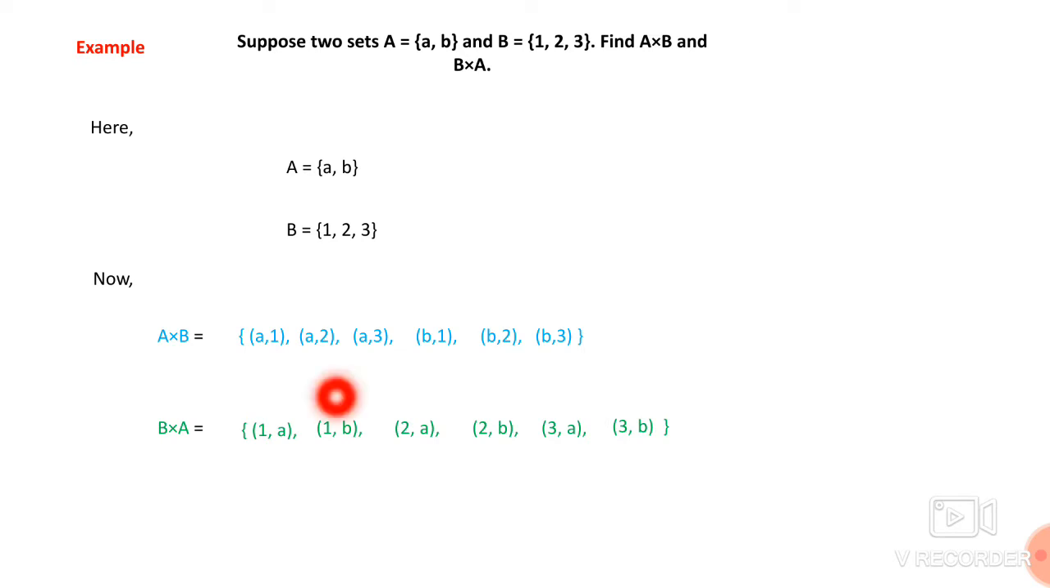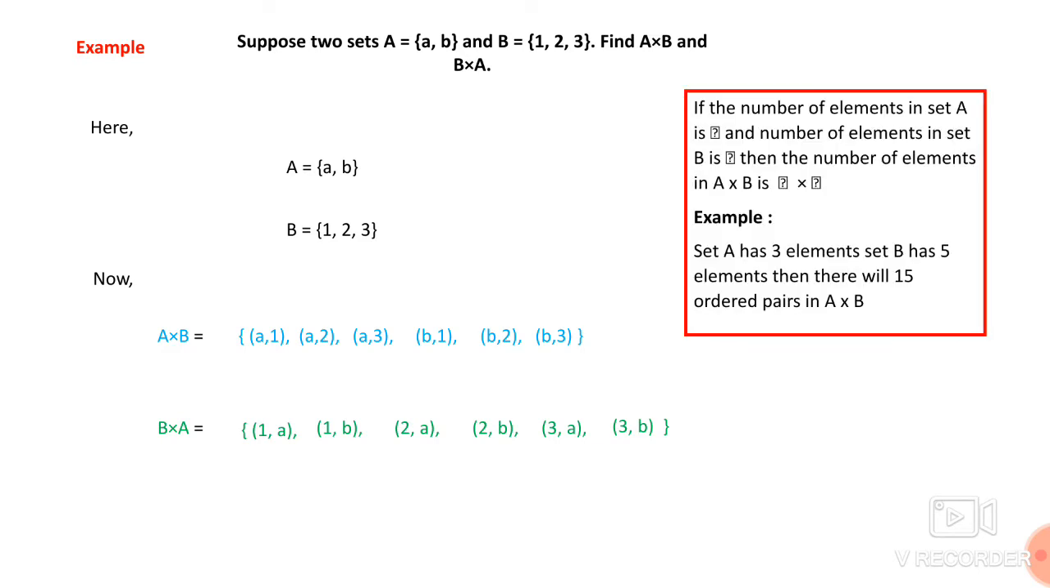Here we can see A cross B has (a, 1), (a, 2), (a, 3), (b, 1), (b, 2), (b, 3). In B cross A we have (1, a), (1, b), (2, a), (2, b), (3, a), (3, b). We can see that (a, 1) and (1, a) are not equal because they are ordered pairs. In ordered pairs, order is important. So A cross B is not equal to B cross A.